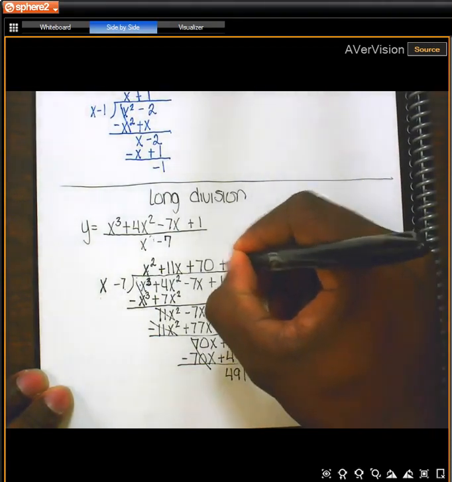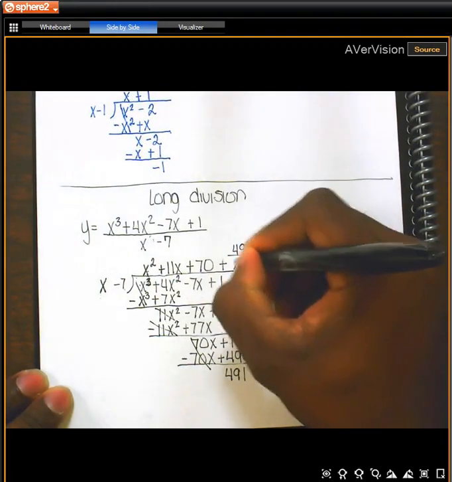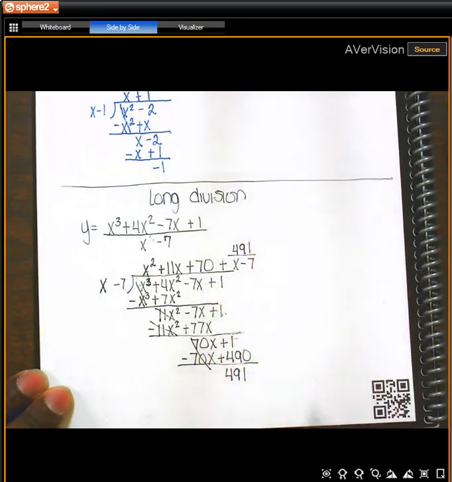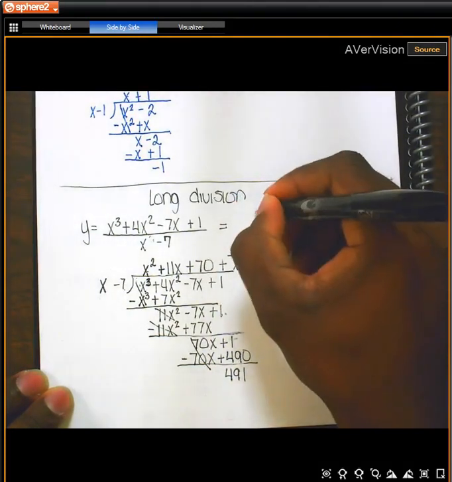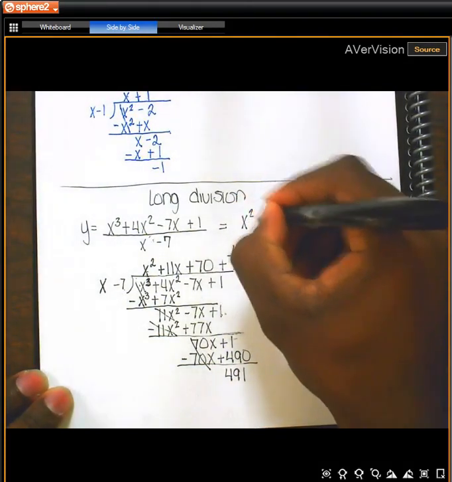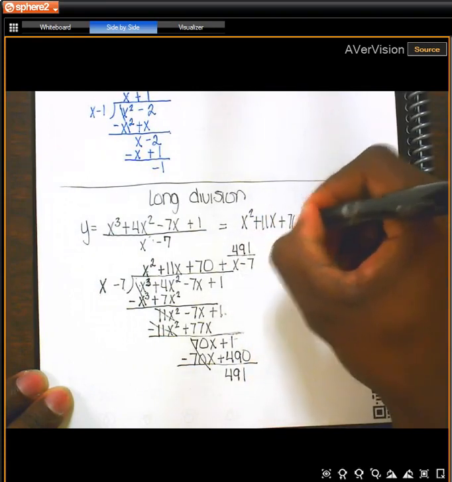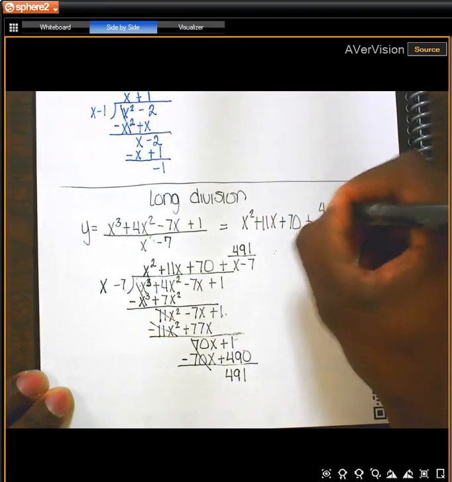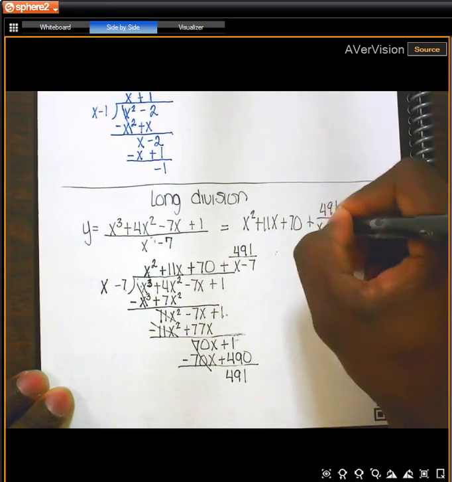And we write our remainders like that. So y equals x squared plus 11x plus 70 plus 491 divided by x minus 7.